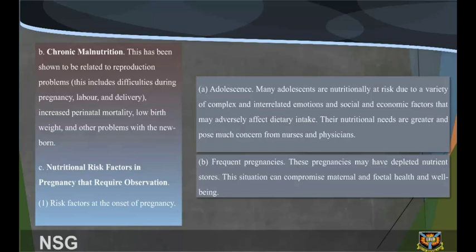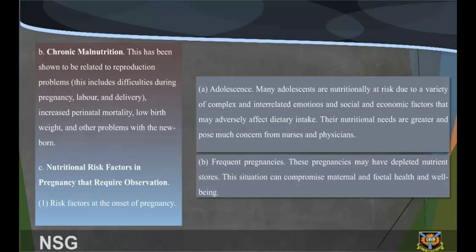Nutritional risk factors in pregnancy that require observation. Risk factors at the onset of pregnancy. A. Adolescence. Many adolescents are nutritionally at risk due to a variety of complex and interrelated emotional, social, and economic factors that may adversely affect dietary intake. Their nutritional needs are greater and pose much concern for nurses and physicians. Frequent pregnancies. These pregnancies may have depleted nutrient stores.